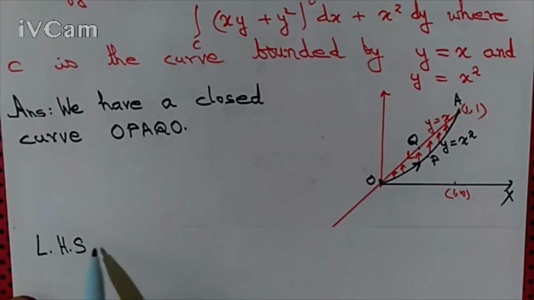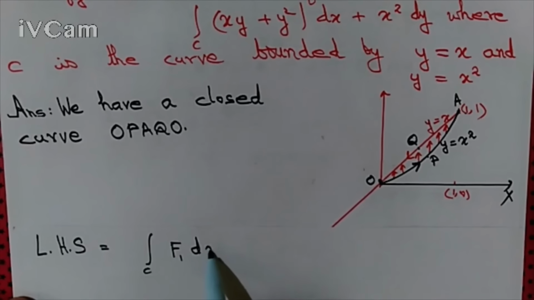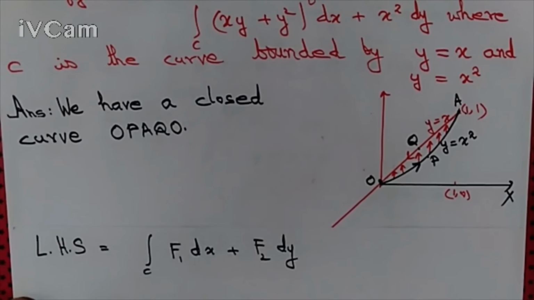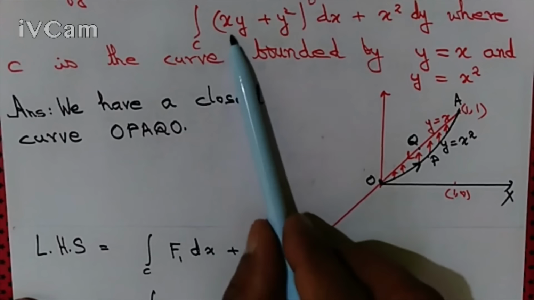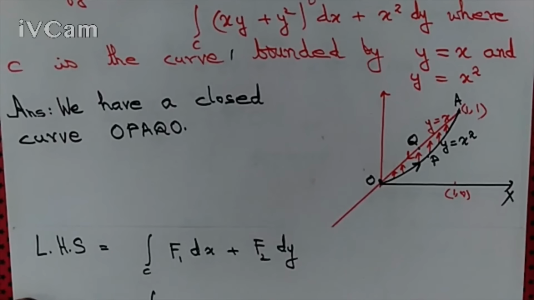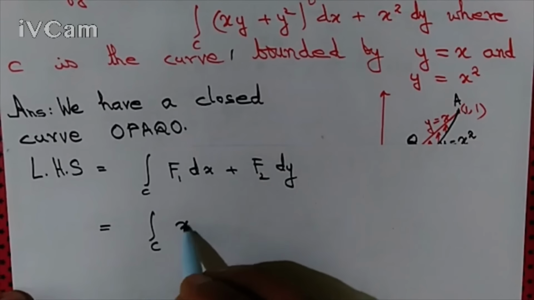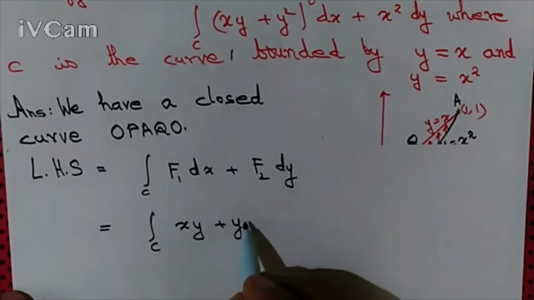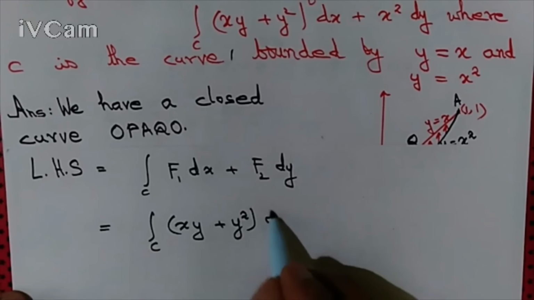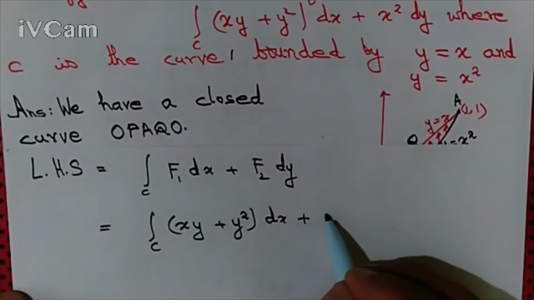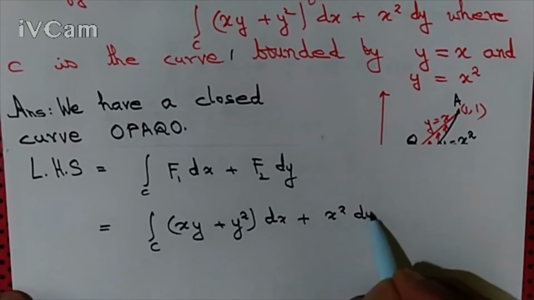Let's compute LHS equal to integral over closed curve f1 dx plus f2 dy, and that is your integral over closed curve. Here f1 and f2 are given in the equation. Integral over closed curve xy plus y square dx plus x square dy.